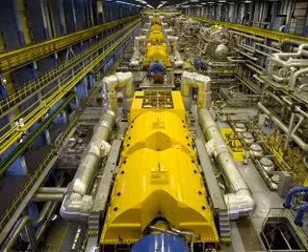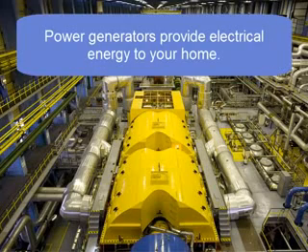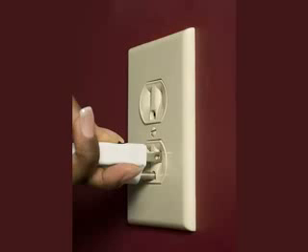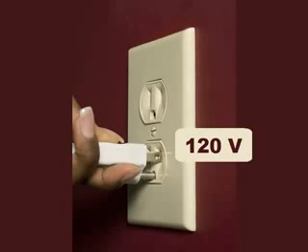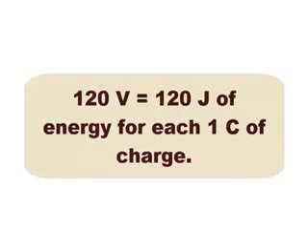Power utilities use electric generators to provide the 120 volts delivered to home outlets. When the prongs of a plug are inserted into the outlet, an average electric pressure of 120 volts is placed across the circuit. This means that 120 joules of energy is supplied to each coulomb of charge that is made to flow in the circuit.